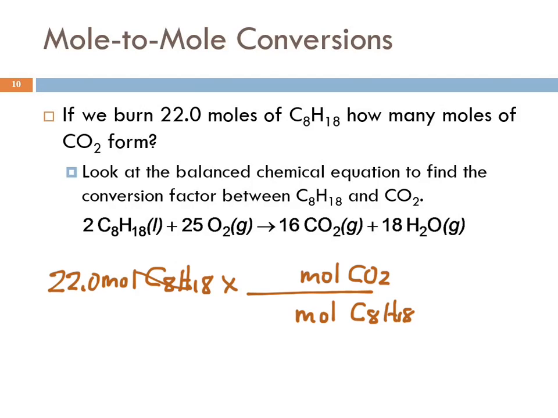So we put the units in first. 22 moles of octane, we're going to multiply by moles of carbon dioxide, divide by moles of octane. The numbers come directly from the coefficients. 2 moles of that, so we've got a 2 in the denominator. 2 moles of this will form 16 moles of that.